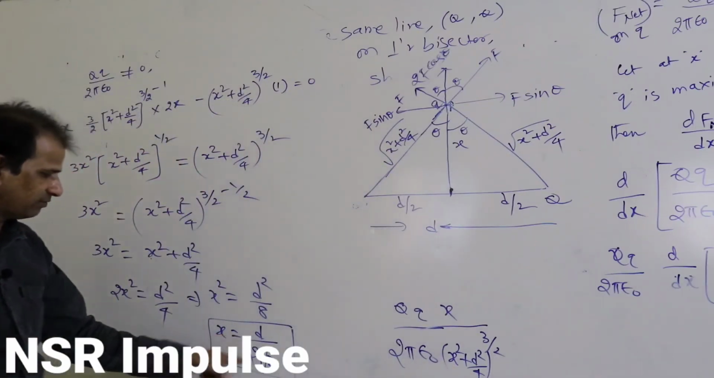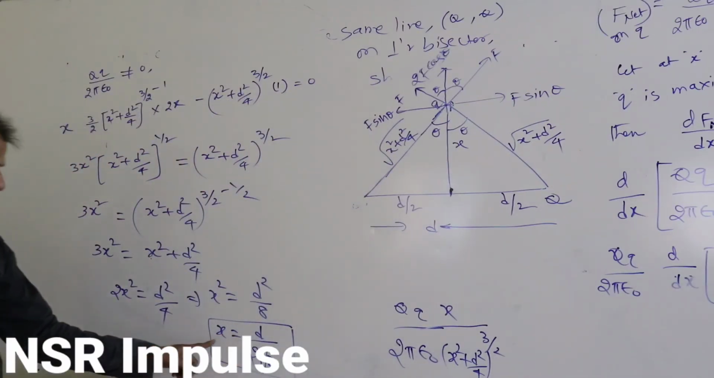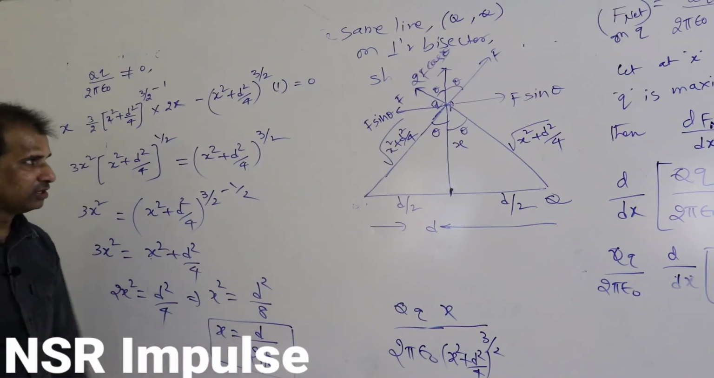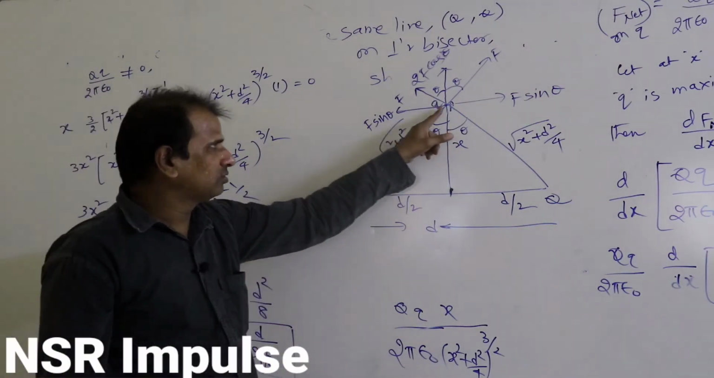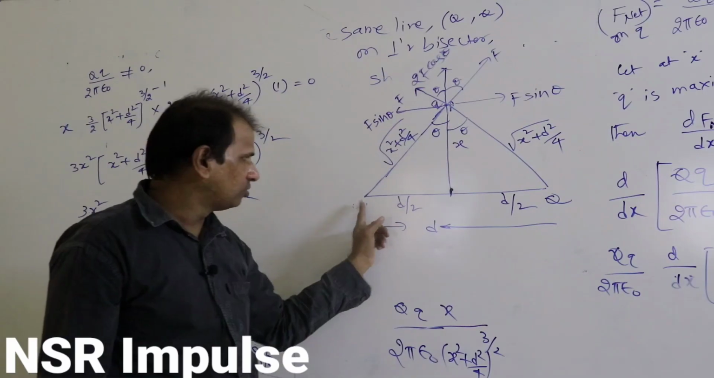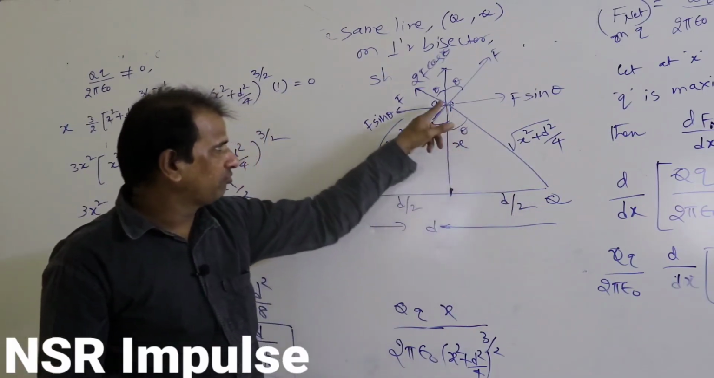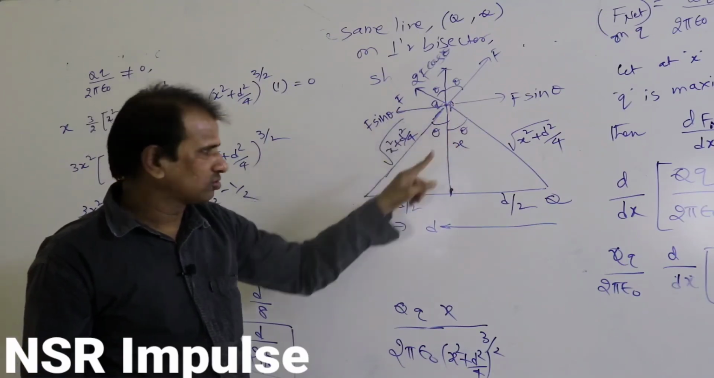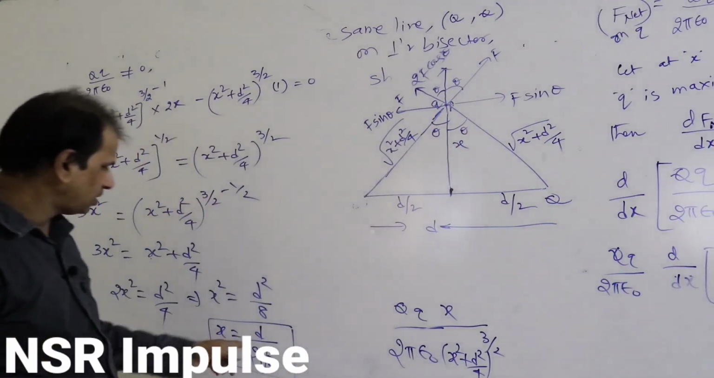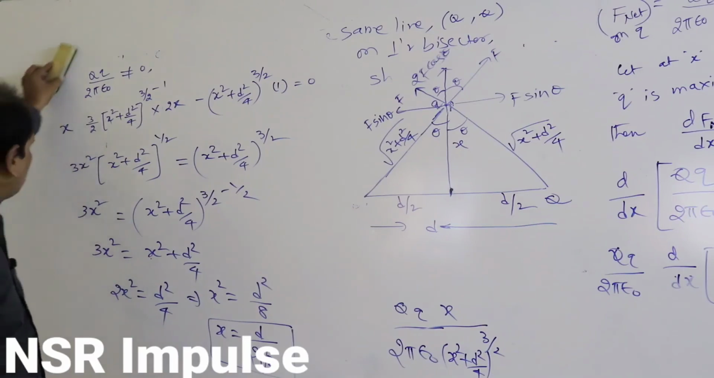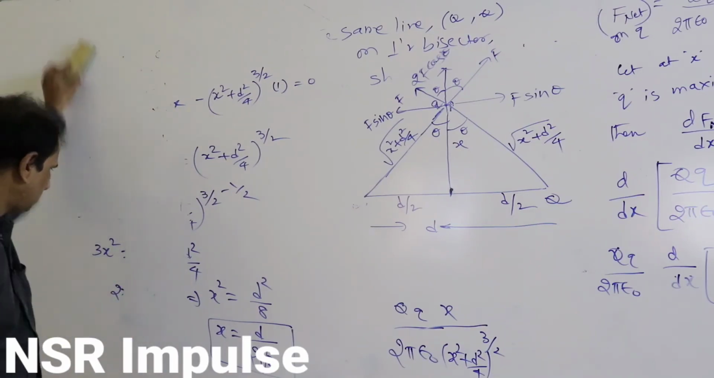So that is the meaning of this particular problem, and finally we have got at what distance this charge q should be kept to feel maximum force due to these two charges. Due to these two charges, q feels maximum force at a distance x equal to how much? D by 2 root 2. That is the answer.